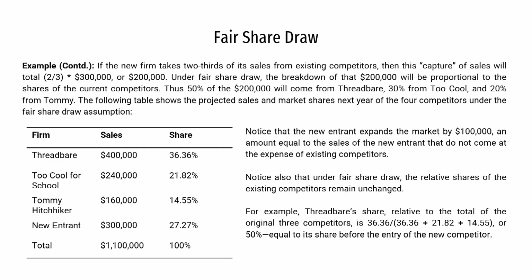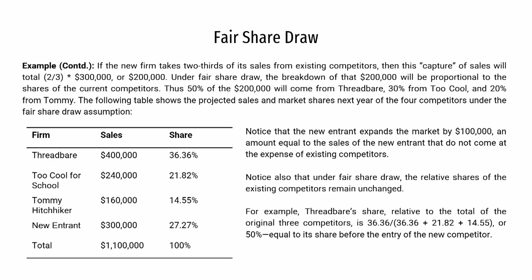Definitely, if there is a new entrant and the market conditions remain the same, then there will be some decrease of sales for Threadbare, for Too Cool for School, and for Tommy Hitchhiker. And under this fair share draw assumption, each of these competitors will lose an equal proportion of the market. Now, how will this go?